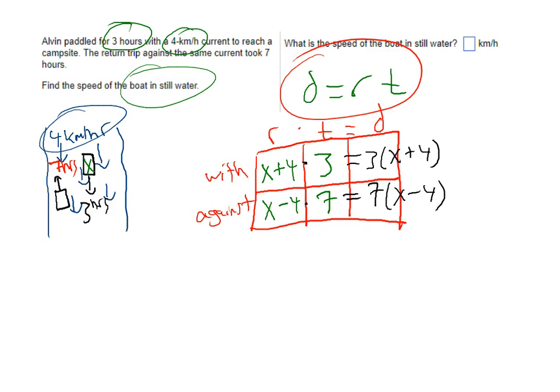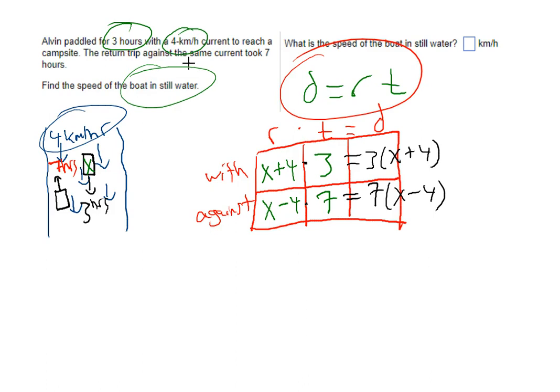Now, in a lot of word problems, you end up adding the last column together and setting it equal to something. But with distance problems, they can do different things. You might subtract them. You might set them equal to each other. So you have to read the problem closely to figure out what you need to do here.